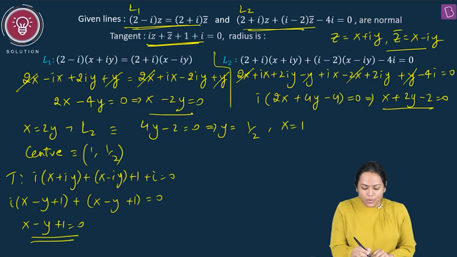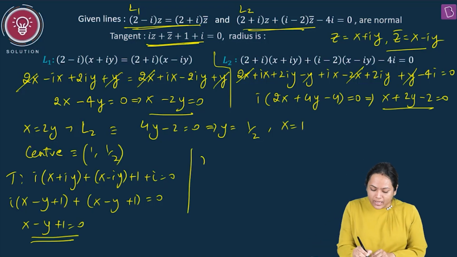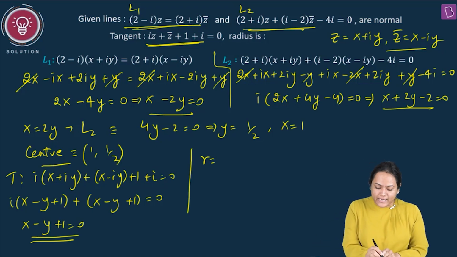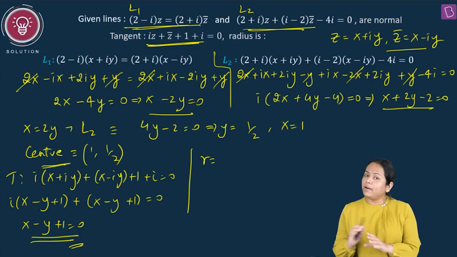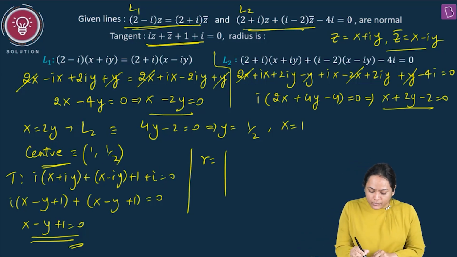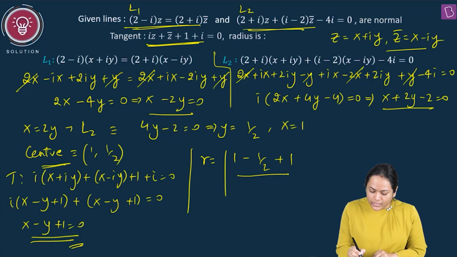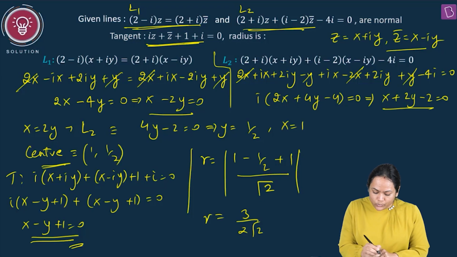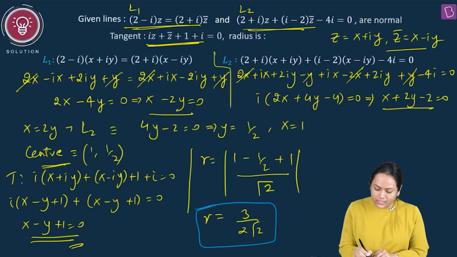And now to get the radius, I have to write the distance of the center from this tangent. I have to apply the perpendicular distance formula, which you can do, right? So when I do that, it's going to become 1 minus 1 by 2 plus 1 divided by root over a square plus b square, that is root 2. Finally, it's coming out as 3 by 2 root 2. This will be the radius for the circle which they have asked, and the final answer.